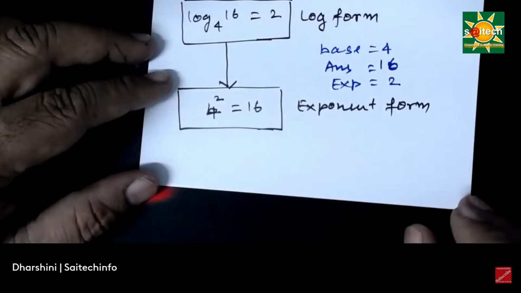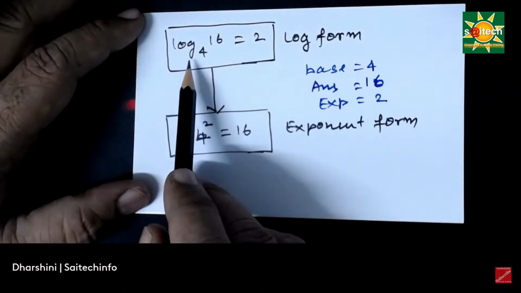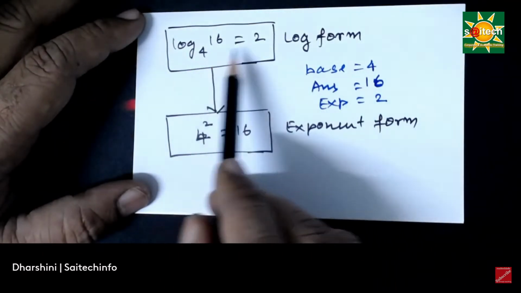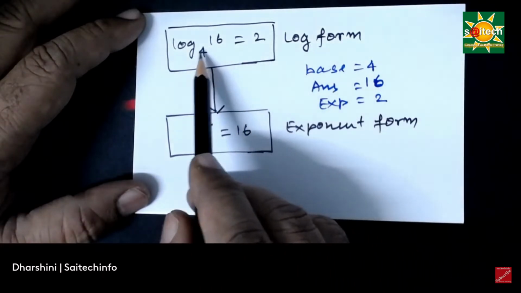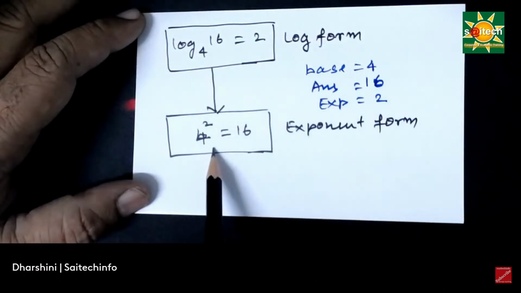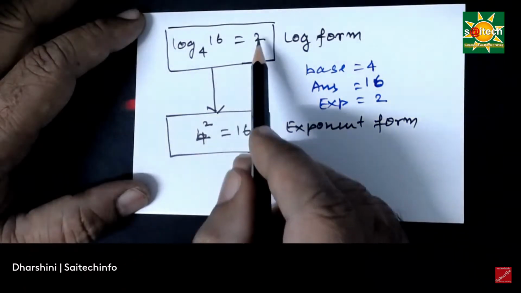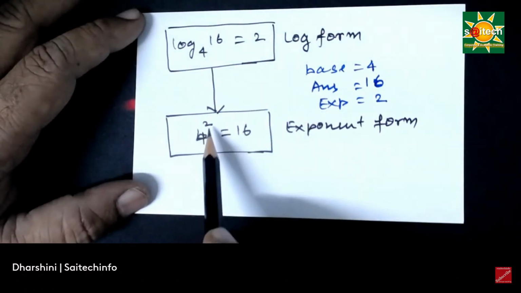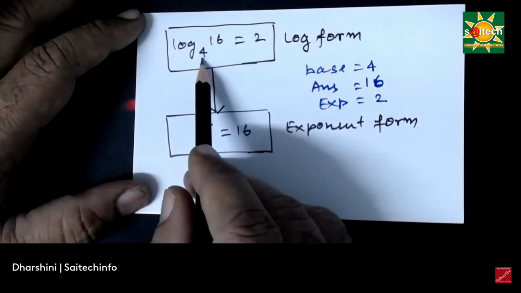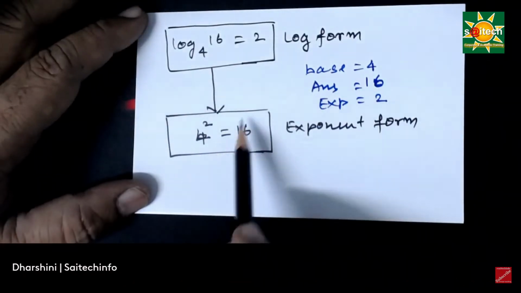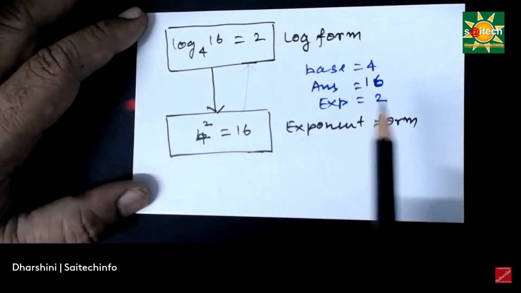Let us consider another example. Here log 16 to the base 4 is equal to 2. This is the logarithmic form. Now we need to convert this into exponent form. So 4 is the base, you can write the base here, and 2 acts as the exponent, the power term. Now 4 squared is equal to 16. So you should be able to convert this exponent form again into logarithmic form.